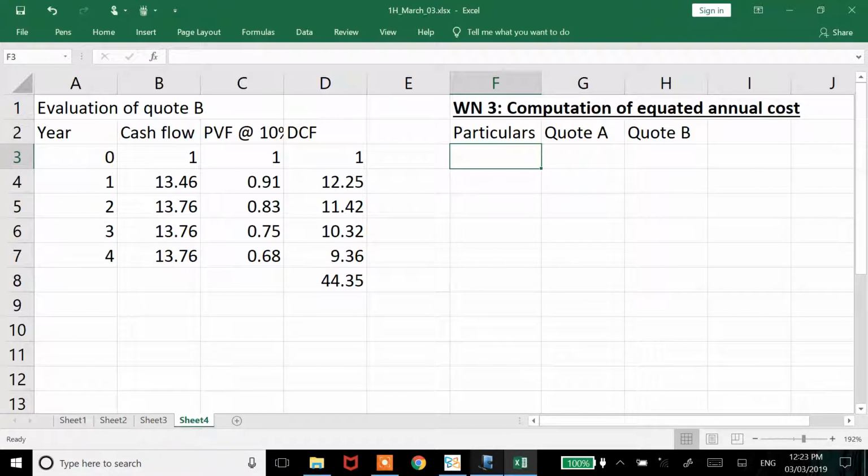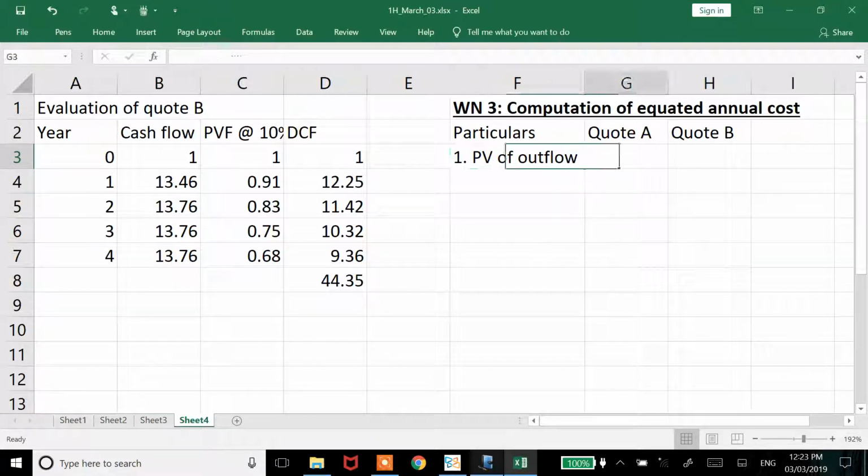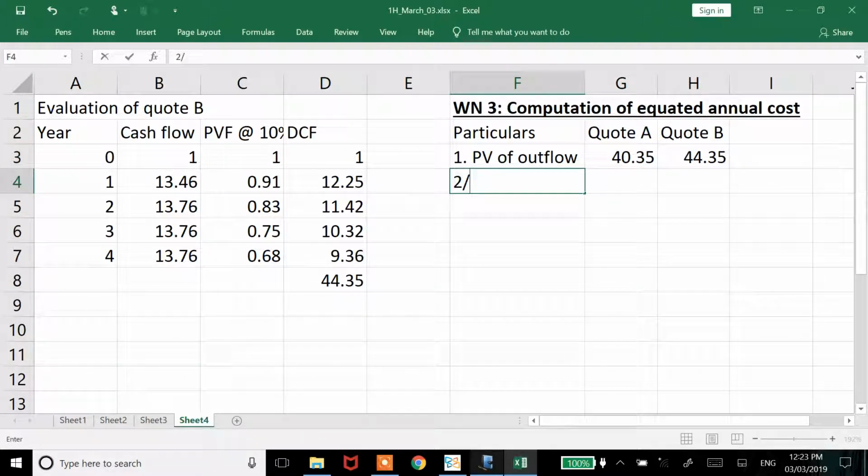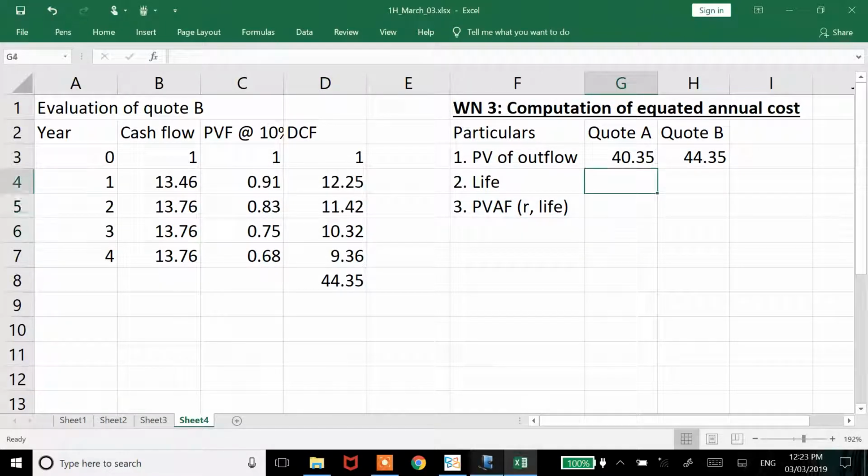What is the formula for EAC? Present value of outflow divided by PVAF. Point number 1, PV of outflow: 40.35 and 44.35. Life is 3 years and 4 years.